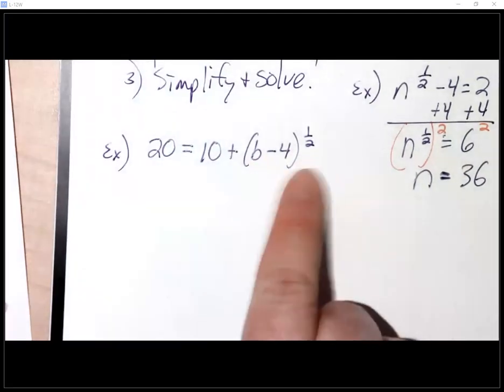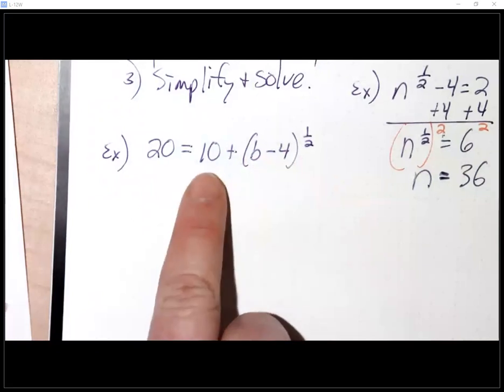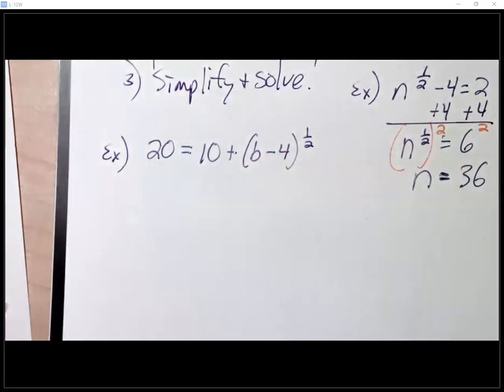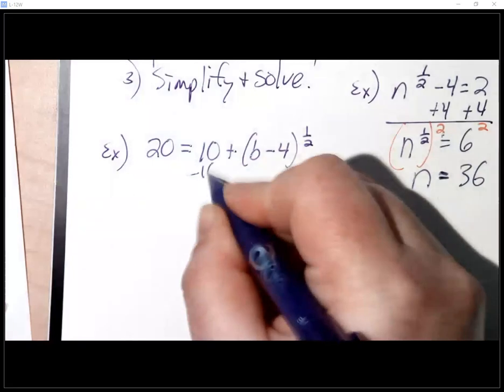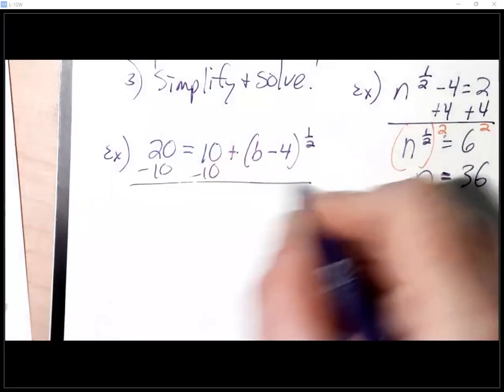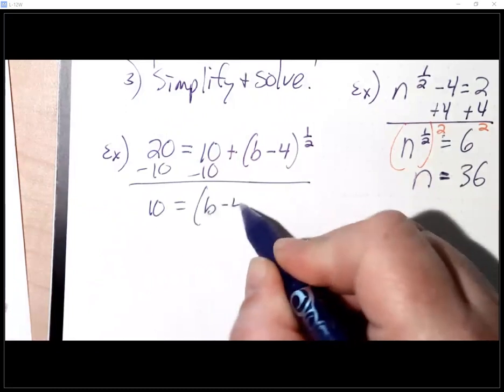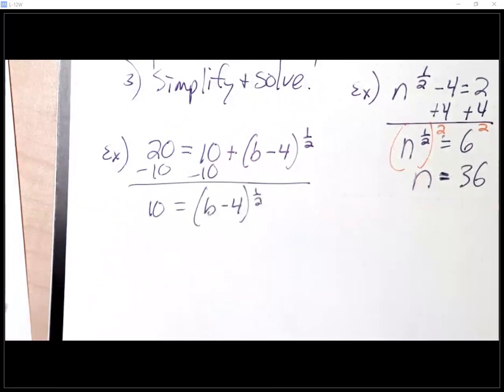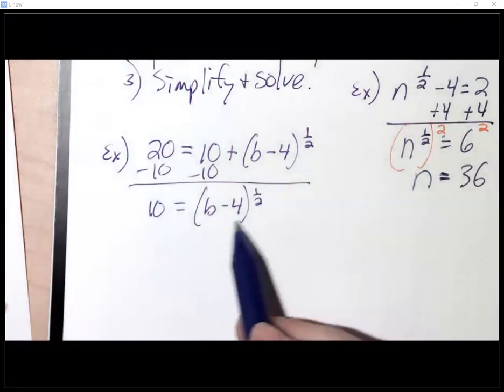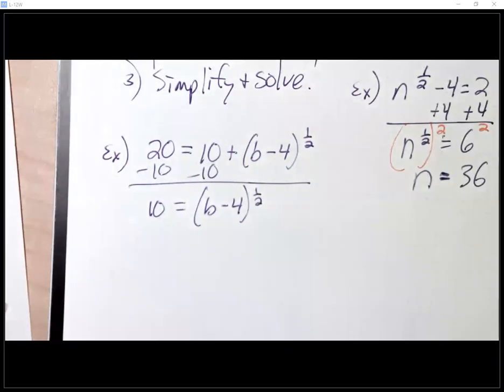So I got to get rid of this 10. That's easy enough. Let's just subtract 10 from both sides, right? Okay, easy peasy. So whatever is being raised to the exponent is now by itself. I'm raising this whole parenthesis to an exponent, and there's nothing else with that parenthesis. So I have done step 1 now.